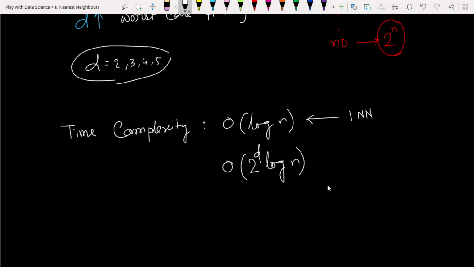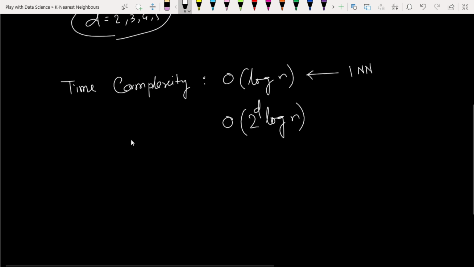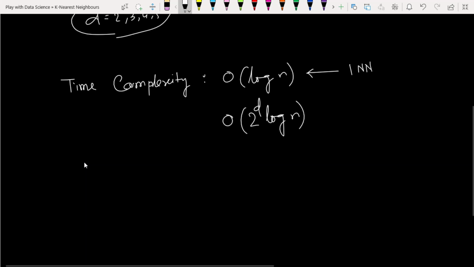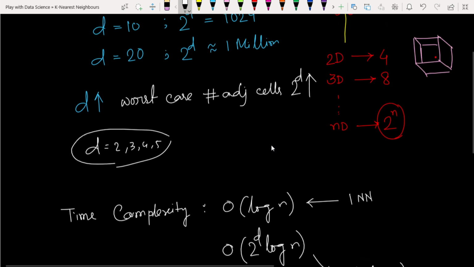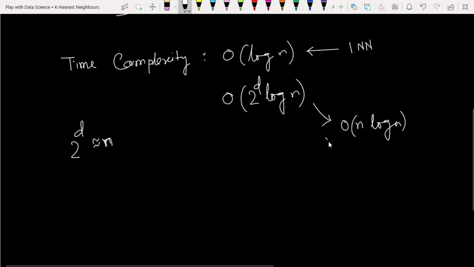Suppose our 2 to the power d is approximately equal to n, the number of data points. Then this will be transformed to order of n log n. Whereas in brute force, the simple KNN, we have seen that the time complexity is order of n for simple KNN.